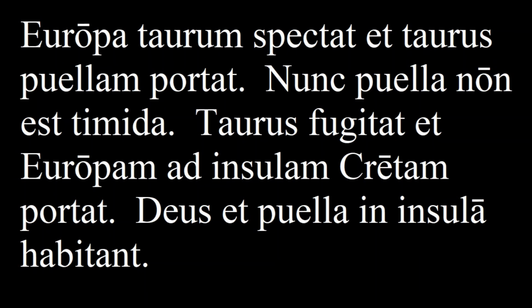The first sentence is pretty straightforward. She looks at the bull, then is carried by the bull, or mounts it. Now she is not timid. But then the bull flees and takes her to Crete. And you see, here we have the form ad insulam, because the bull carries her to the island of Crete. Then in the next sentence we have in insula with the ablative, because the island is the location where they are living. And the story ends with a plural verb. We'll be dealing more with plurals in the next lesson, so stick around.